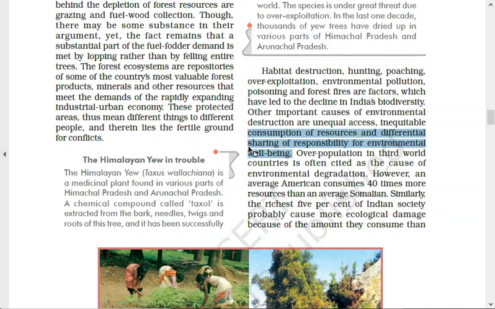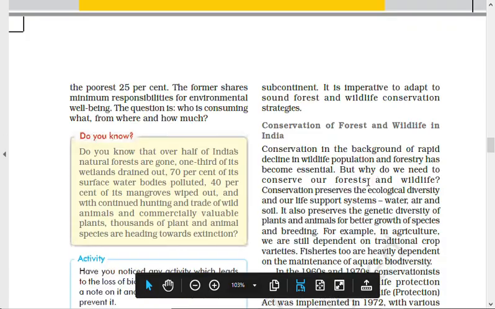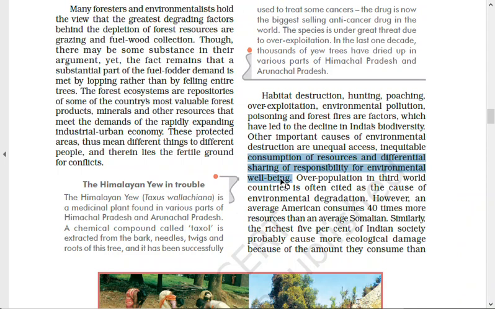So when you talk about resources, think about the land, the water, then electricity, then food, and the car, and all the things. If you talk about an average American, or any person in a developed country, they use more resources than a poor country like Somalia or Chad, or Bangladesh. Similarly, the richest 5% of Indian society probably cause more ecological damage because of the amount they consume than the poorest 25%. The amount of resources you consume means you are polluting more.